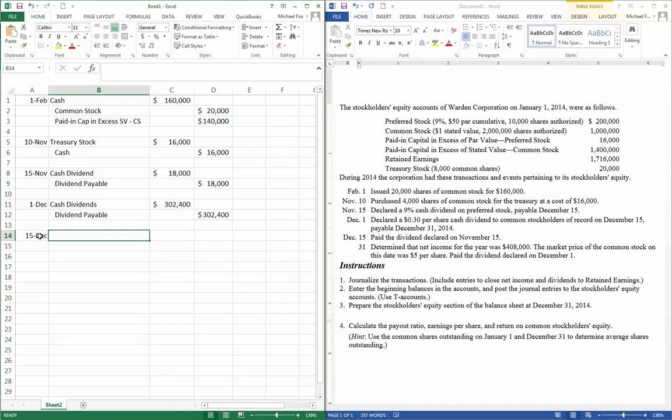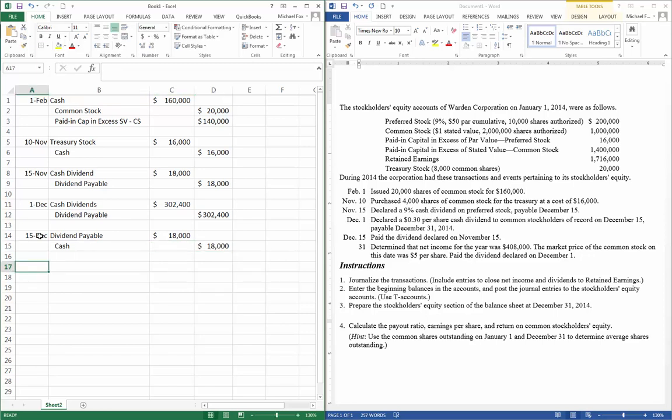All right, on December 15th, paid the dividend declared on November 15th. Okay, that's easy enough. So on November 15th, our dividend payable will now go down by the amount, 18,000. And our cash, since it was a cash dividend, will go down by 18,000.